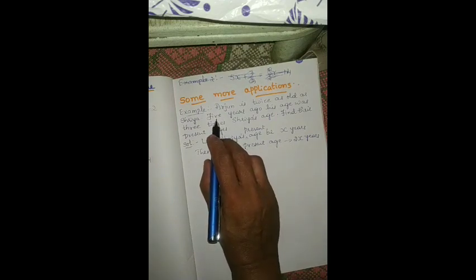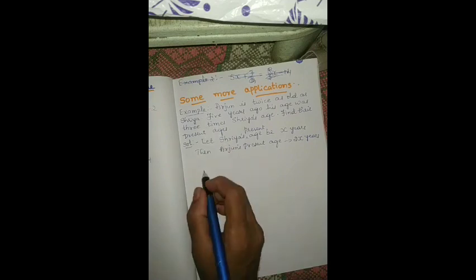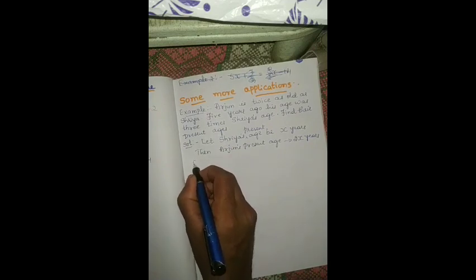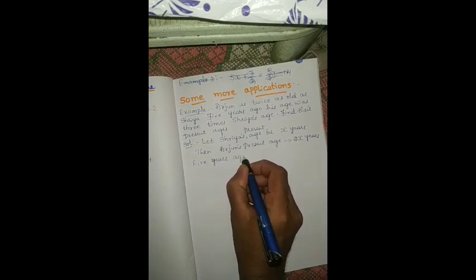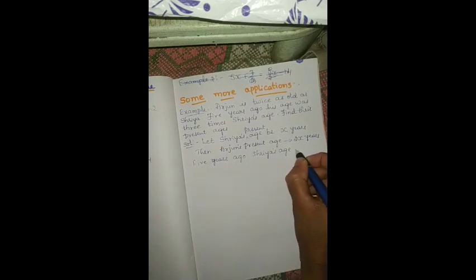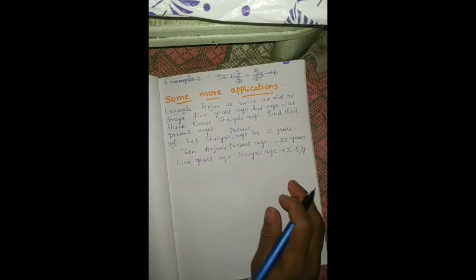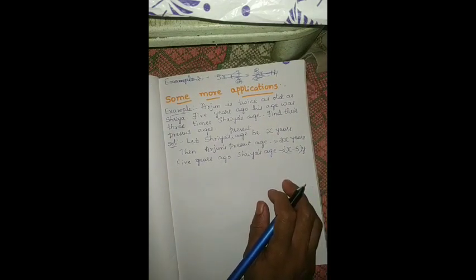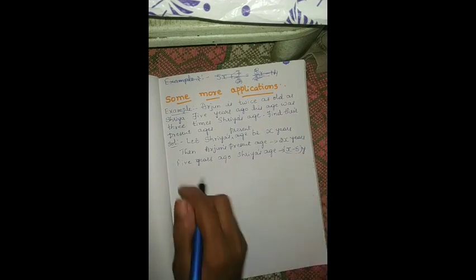Then here we have to consider 5 years ago his age was, his means here Arjun's age. 5 years ago, Shreya's age will be how much? Shreya's age will be x minus 5. Correct, children? x minus 5 years. Because 5 years less, isn't it? 5 years ago, the age will be 5 years less than that of today, isn't it? So like that, 5 years ago, Shreya's age will be x minus 5 years.